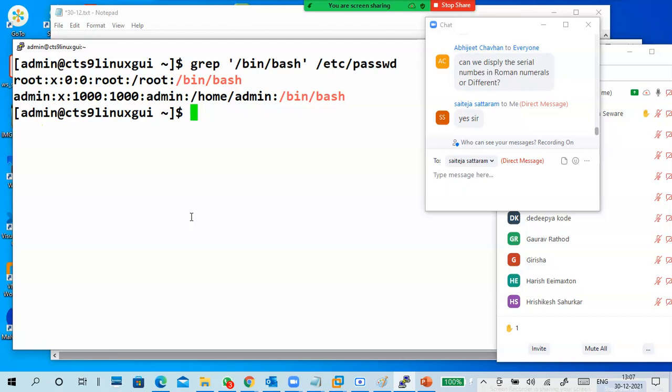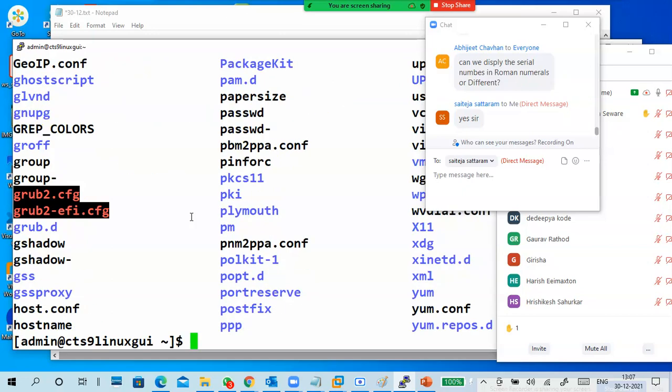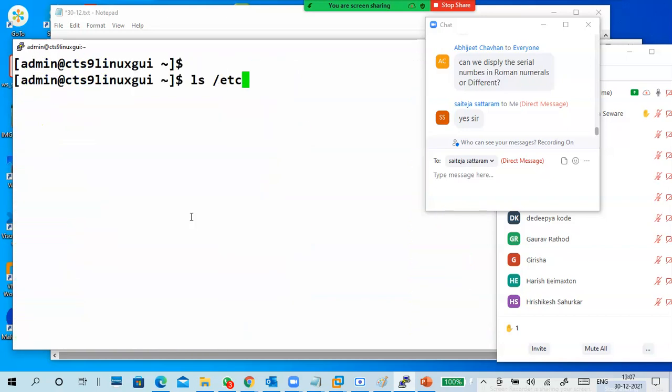Okay. So /etc is a folder. ls /etc displays a lot of lines, a lot of files like this. Okay, a lot of files. What I did: ls /etc. I want to know whether particular file patterns are there or not.